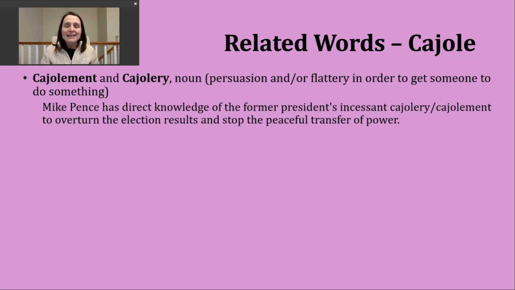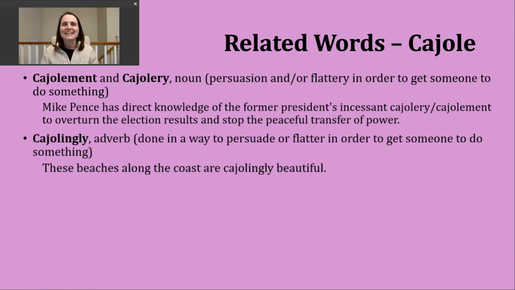I recently read an example where this was used. The sentence was, Mike Pence has direct knowledge of the former president's incessant cajolery to overturn the election results and stop the peaceful transfer of power. This sentence was used in some articles related to the January 6th investigation and report that was recently released. Now, this sentence could have been, Mike Pence has direct knowledge of the former president's incessant cajolement. It's going to have the exact same meaning. Either one would be fine.